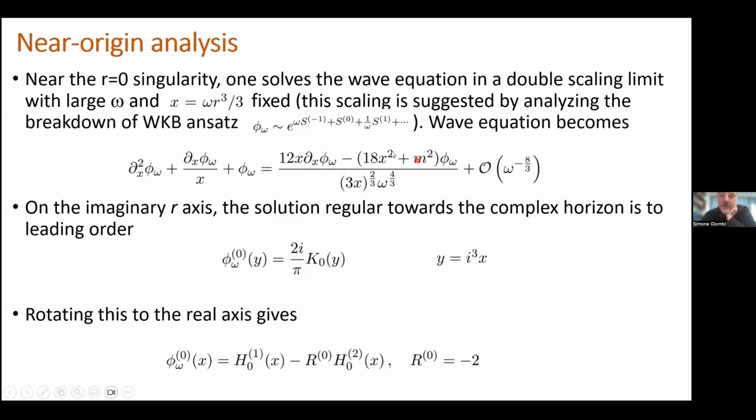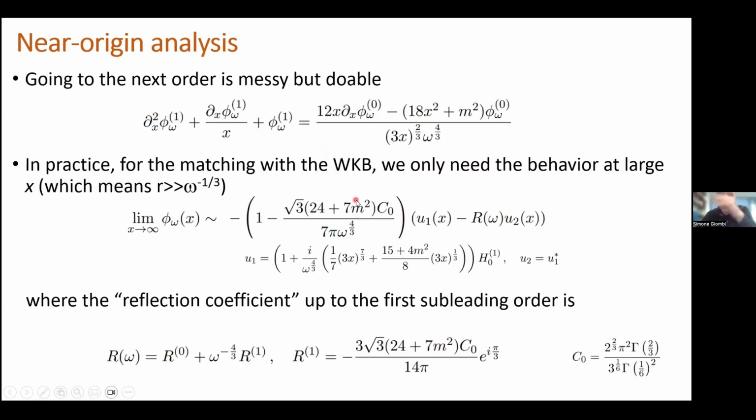If one includes the contribution of the subleading term, you can do it. The details are more complicated. Let me just highlight the final result: you can basically fix this reflection coefficient up to the subleading order, which is this fractional power of the frequency. And this is all completely explicit, something you can extract by solving these equations.